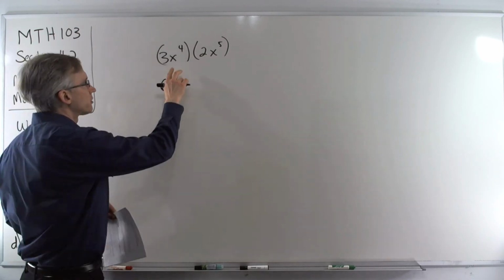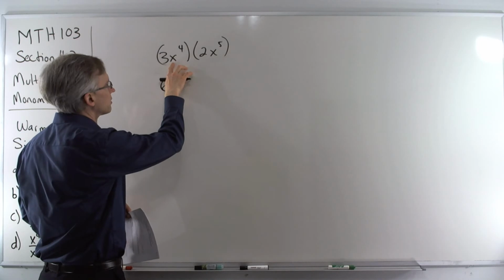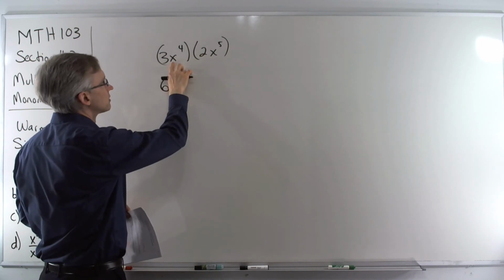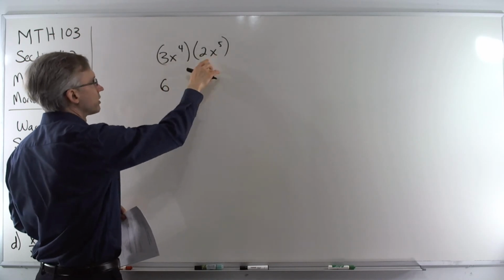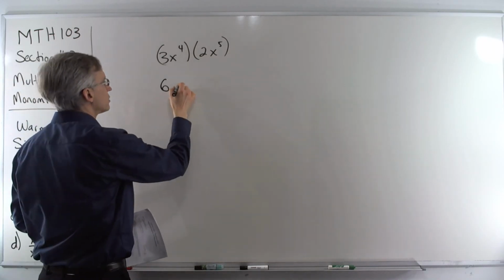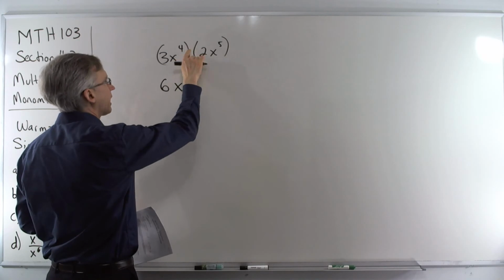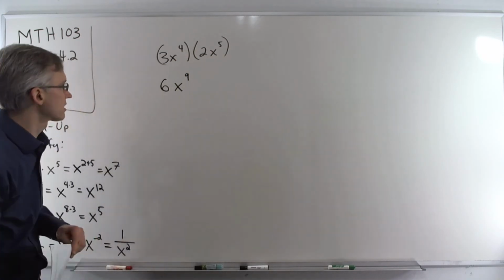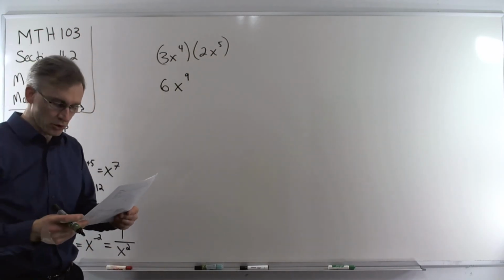And then we'll multiply anything with a like base together. So x is a base, and x is a base. They match, so we can use the properties of exponents to combine those two. And we'll get x to the 9th power by adding the exponents. 6x to the 9th. Your turn, number 1.